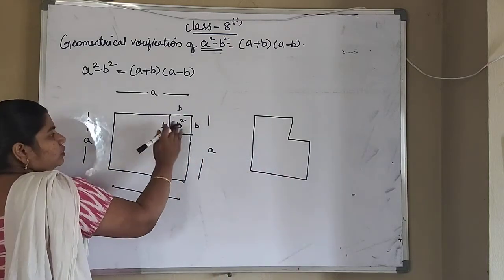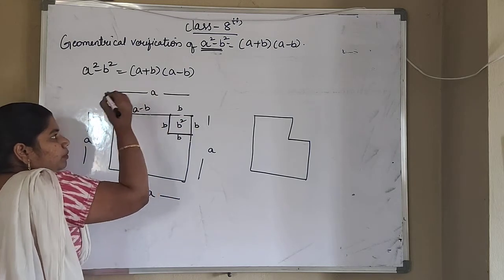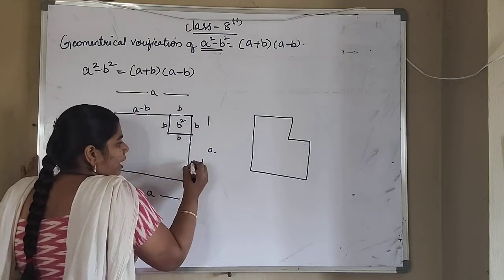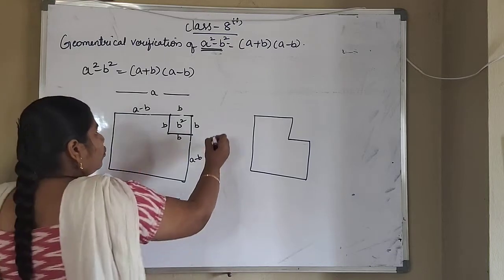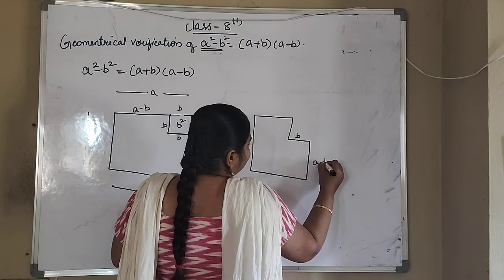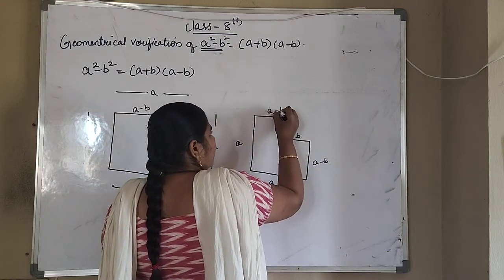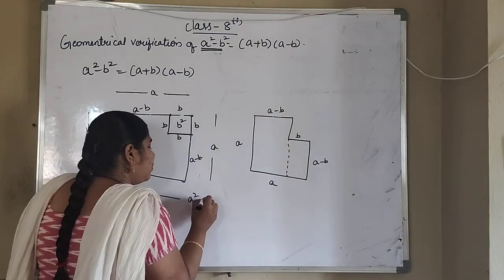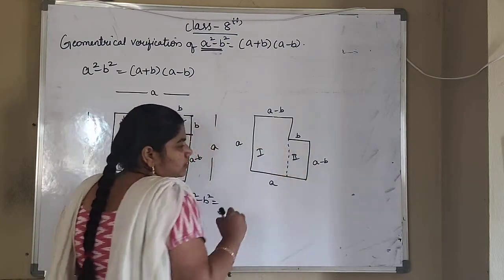Okay. So I have removed this. From total A, if I remove the B part, what will be the length here? It will be A minus B. In the same way, from total A, if I remove the B part, here it will be A minus B. Here the total length is A. So here it is B, here A minus B, here the total is A, here also A, and here it will be A minus B. So A square minus B square has been divided into two parts. This is the first part, this is the second part.